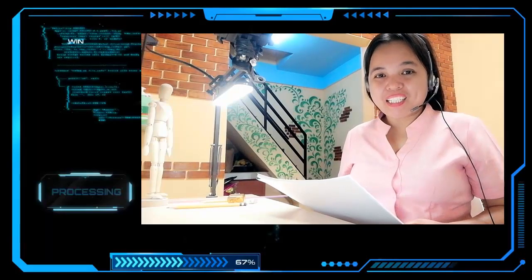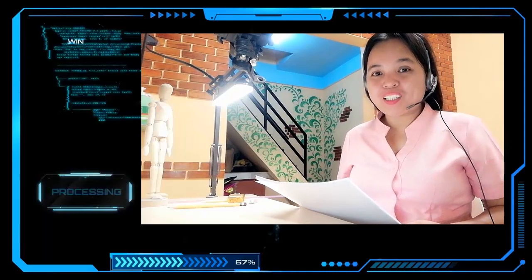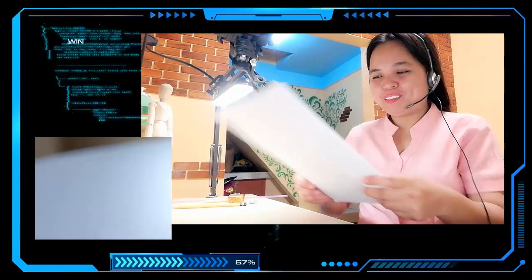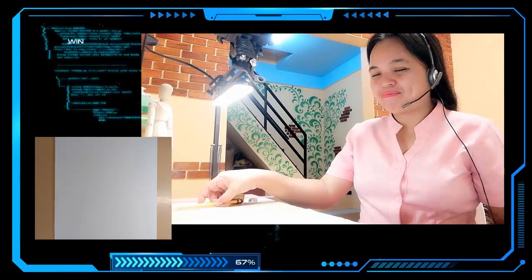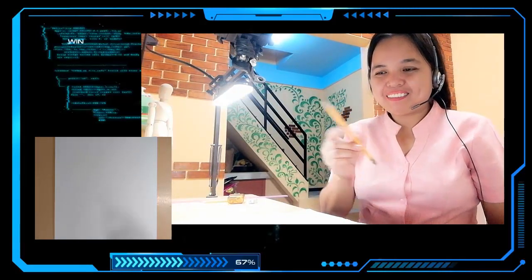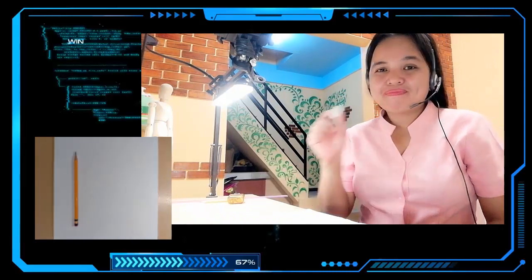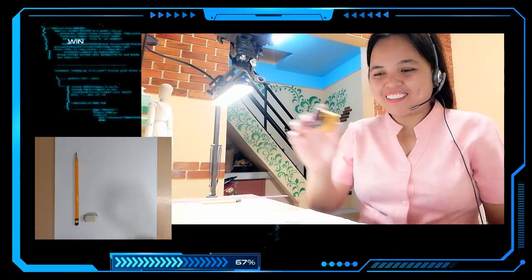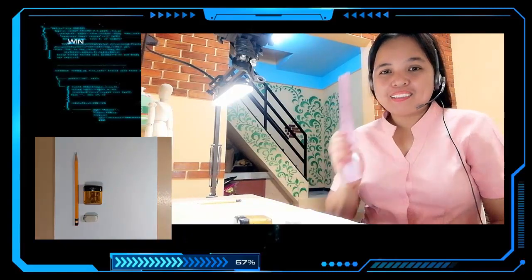The tools and materials that we will be using today are the following: bond paper, pencil, eraser, sharpener, and ruler.